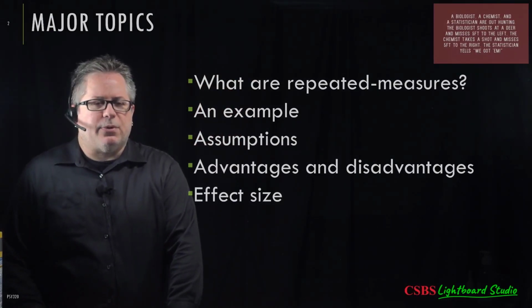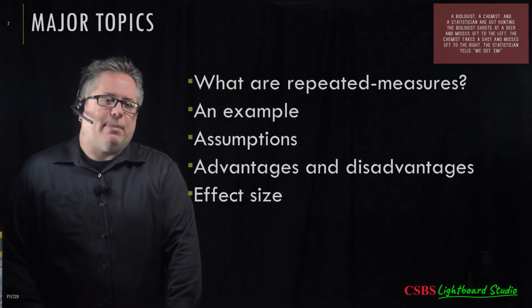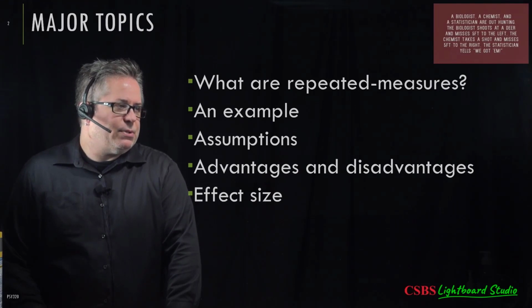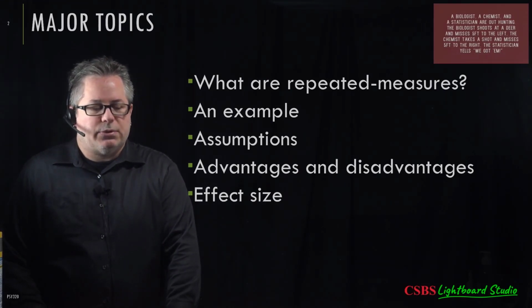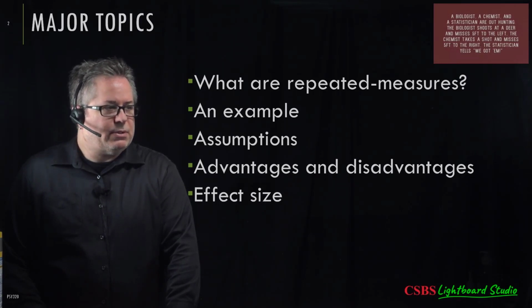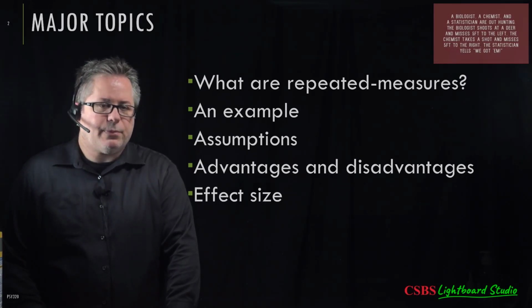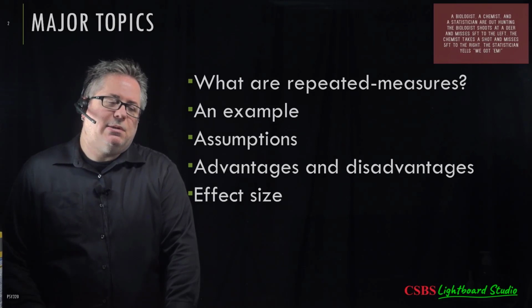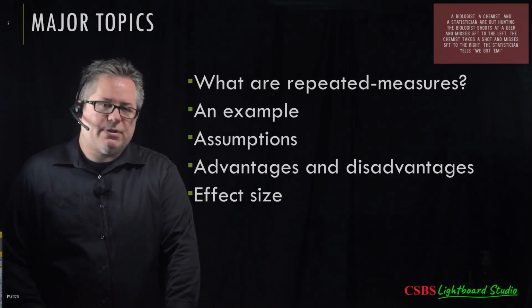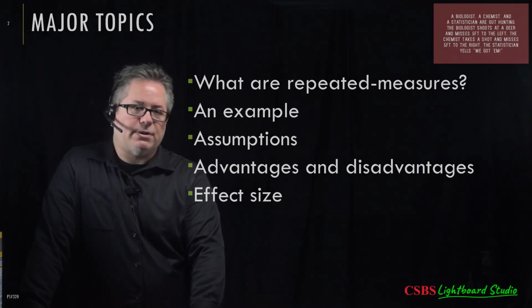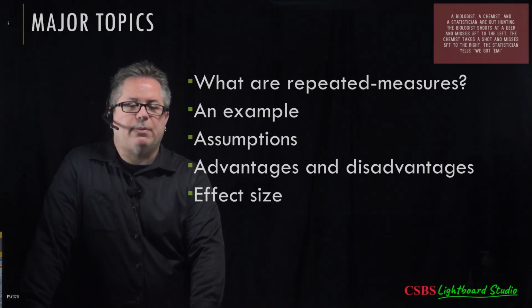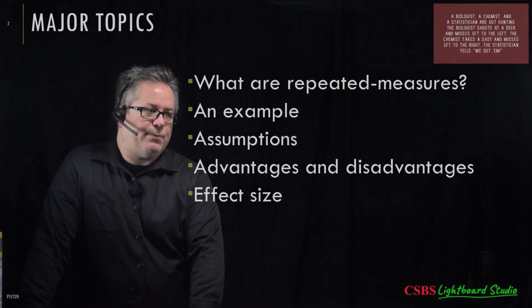So we're going to go a little deeper into what makes or what are repeated measures. We're going to go through an example, of course, and we're going to talk about the assumptions of repeated measures ANOVA. We're going to talk about some advantages versus disadvantages of doing a repeated measures ANOVA versus one of the between groups or independent samples versions. And then we'll talk about effect size once again when it comes to ANOVA.